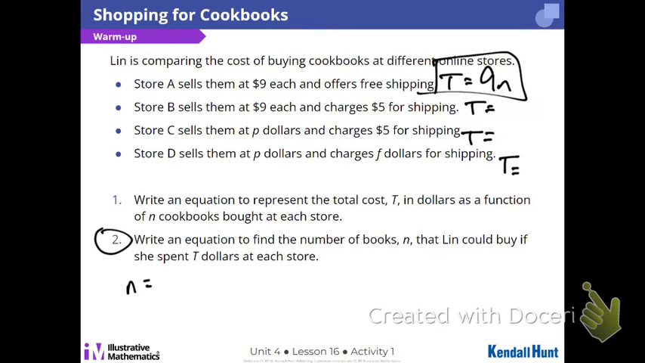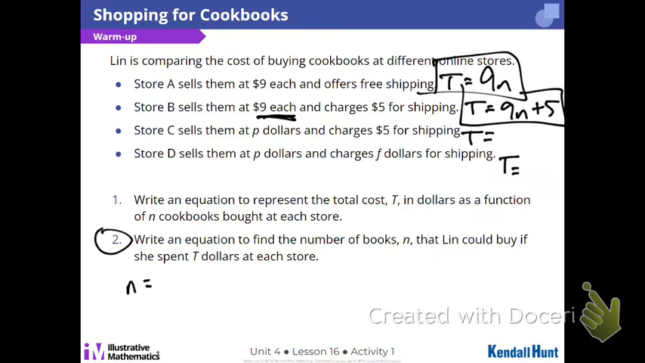We're still on the totals, store B. T equals 9 plus 5. Okay. We need to get the "each" in there. That's a good start. There is a 9 and a 5 there. How are you going to show 9 each in your equation? 9n. Okay. And then what else? Is that all I'm paying? $9 each? No. Plus 5 for shipping. Okay, there we go.